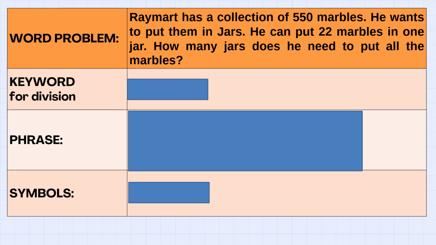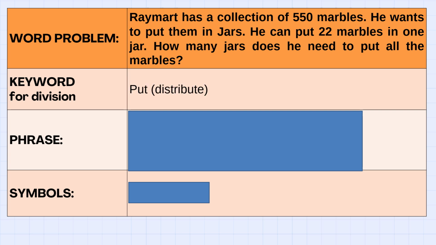Raymart has a collection of 550 marbles. He wants to put them in jars. He can put 22 marbles in one jar. How many jars does he need to put all the marbles? To understand the word problem, we first identify the keyword for division, and the keyword is put.